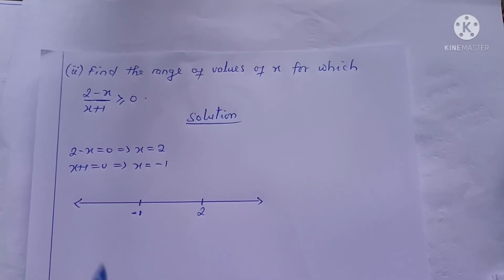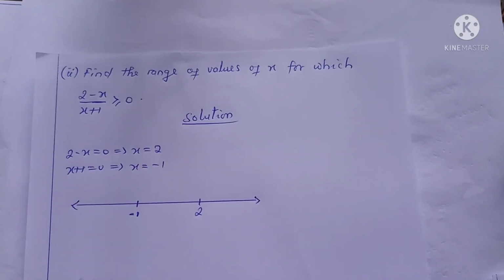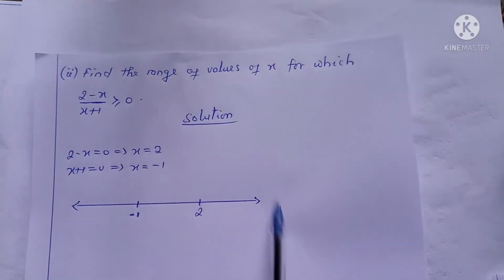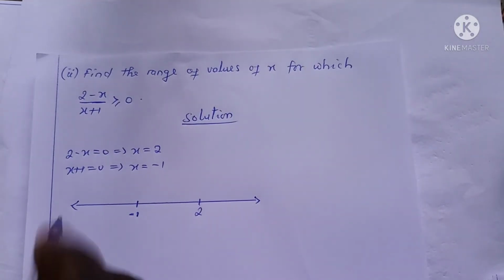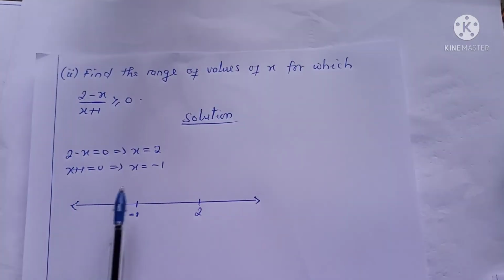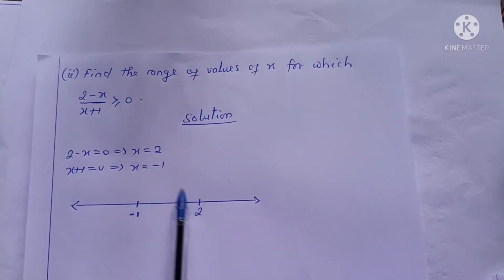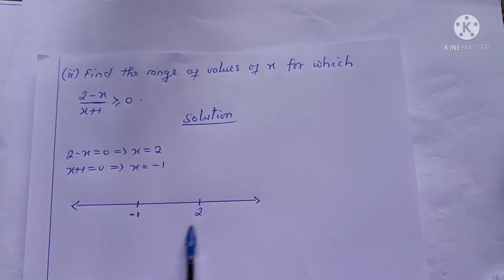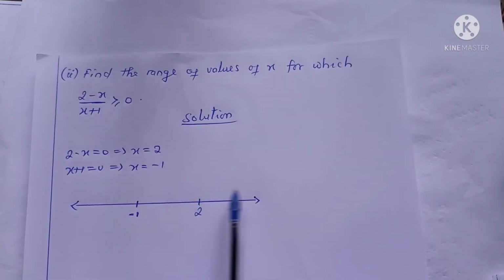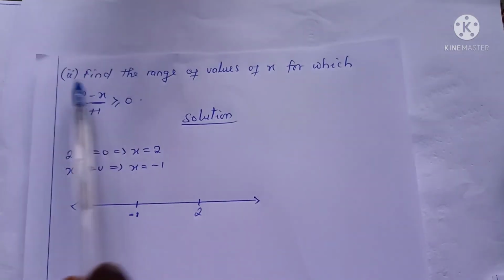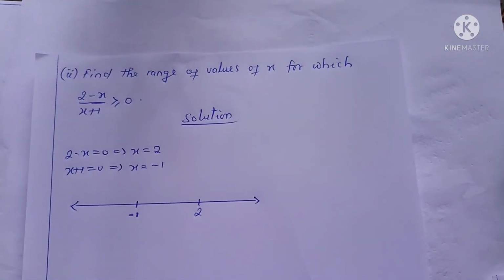And when you represent these two values on the same number line, you discover that the number line is partitioned into 3. We have a region here, which is the region for values of x less than negative 1. This region is the region for which x lies between negative 1 and 2. And this is the region for which x is greater than 2. Therefore, to test the region for which this expression is greater than or equal to 0, we need to pick one value from each region and substitute in this expression.